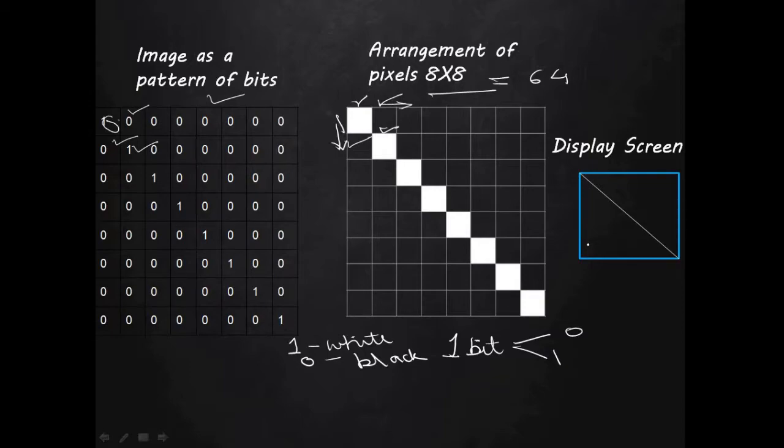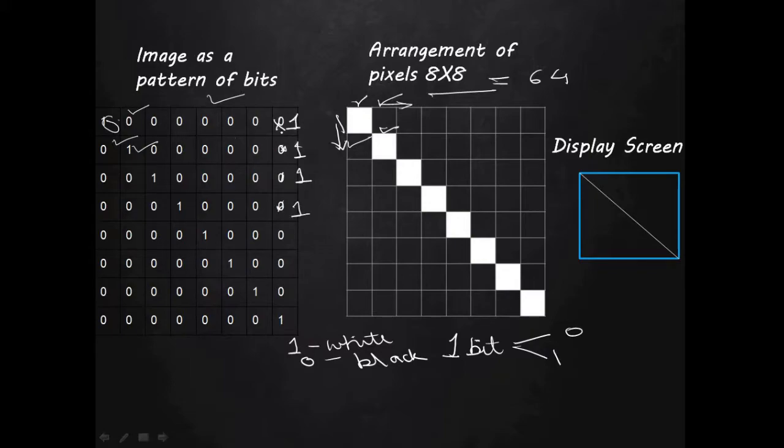Okay. Now the second thing: how are we going to change this image? Suppose we want to change this image. We can change the value of these 0s and 1s in the memory, and then automatically the image will be changed. Suppose we have changed this value to 1, here also 1, here also 1, and here also 1.